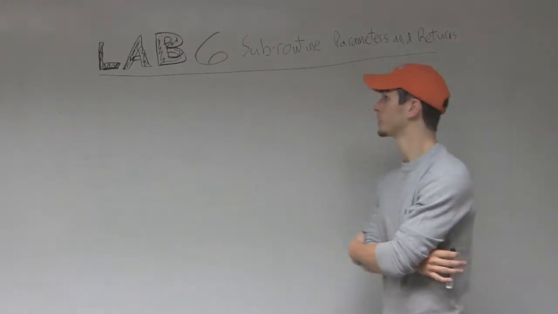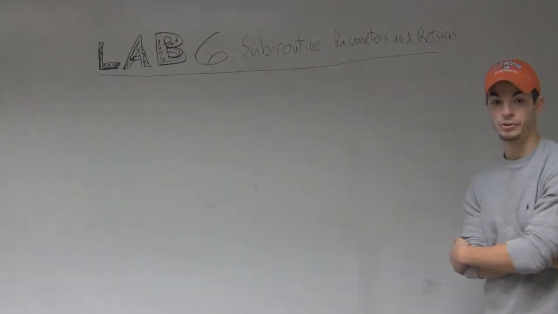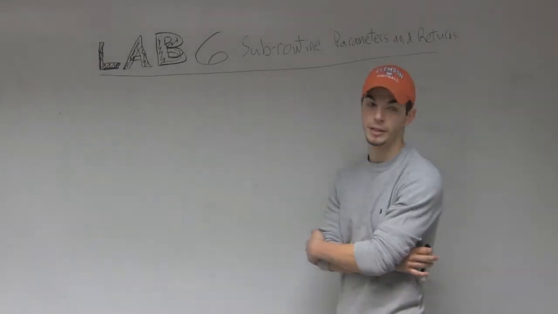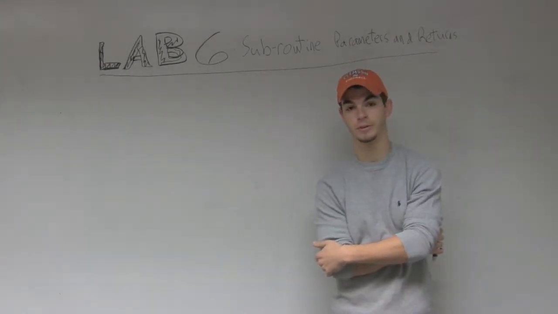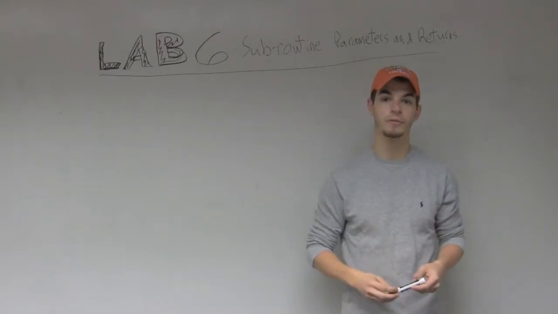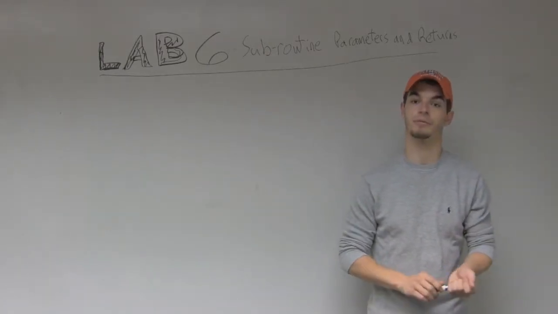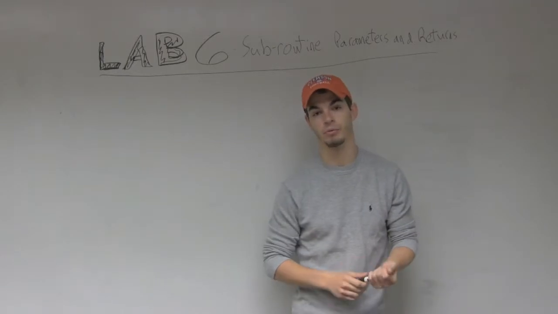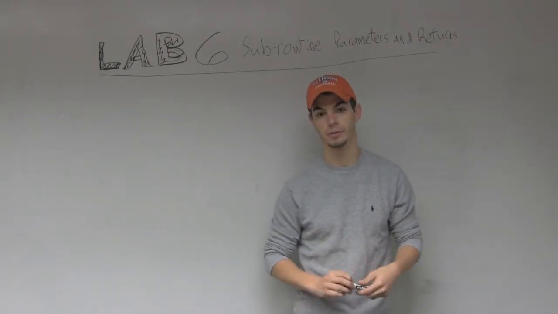So Lab 6 is called Subroutine Parameters and Returns, and the objective of Lab 6 is to learn how to pass arguments or parameters into assembly functions, return values from those assembly functions, and how to implement parameters and returns with recursive functions.